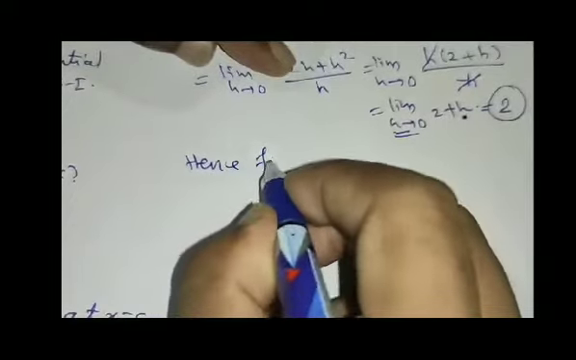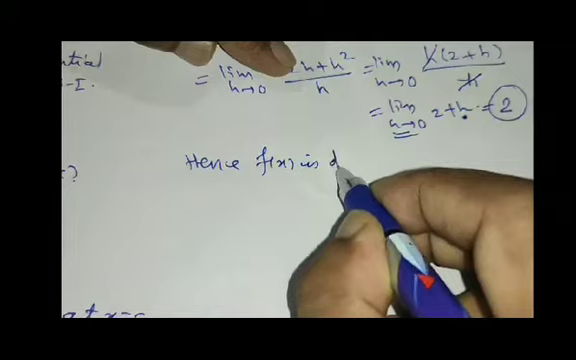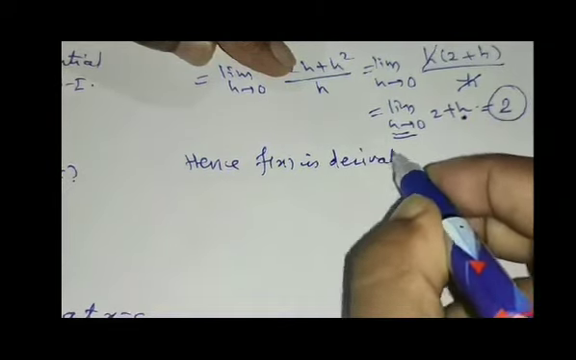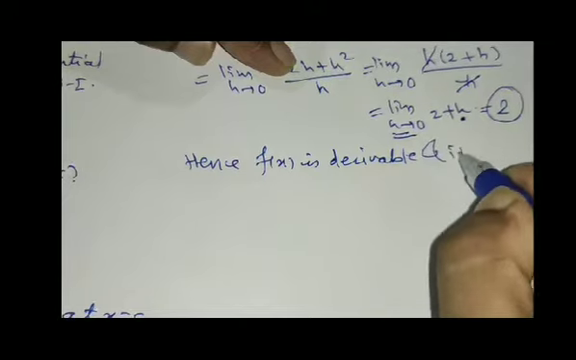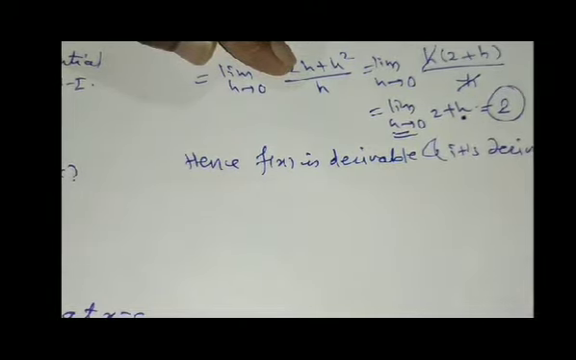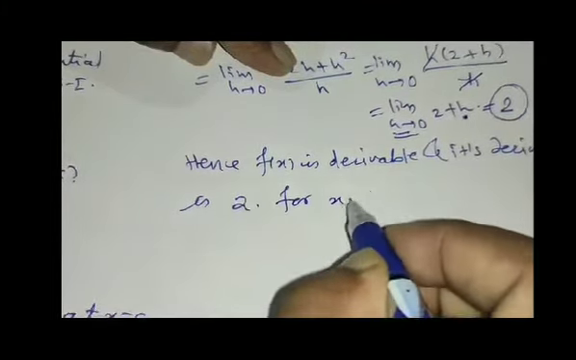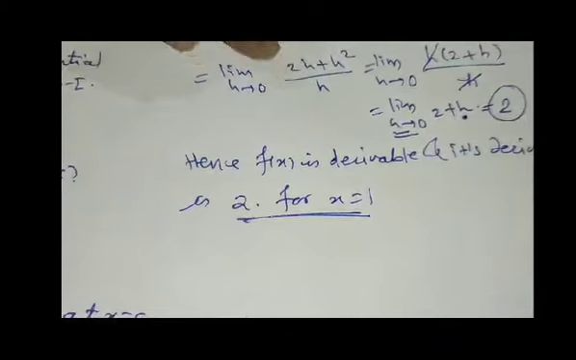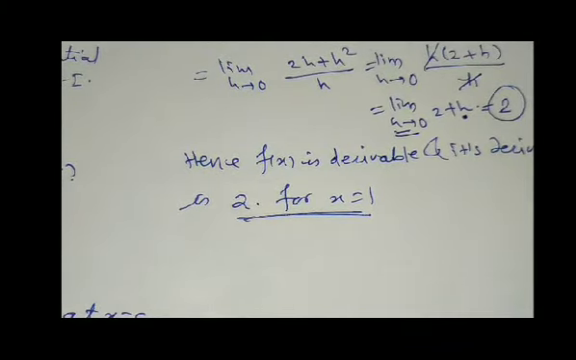And therefore our f of x, and hence f of x is derivable, and its derivative is 2 for x equal to 1. So the derivative of the function is 2 for x equal to 1.